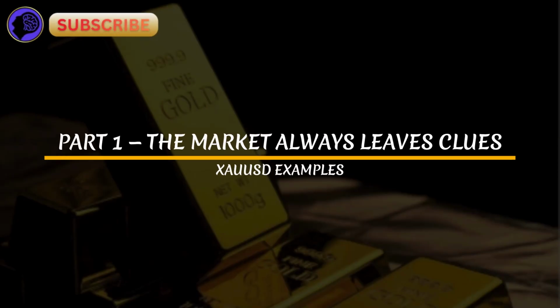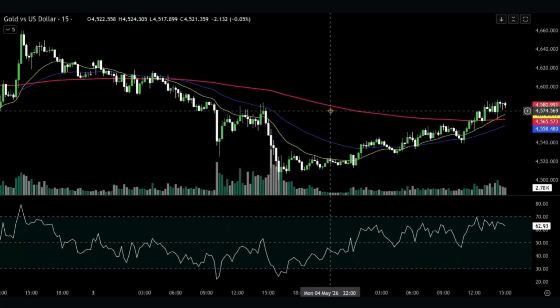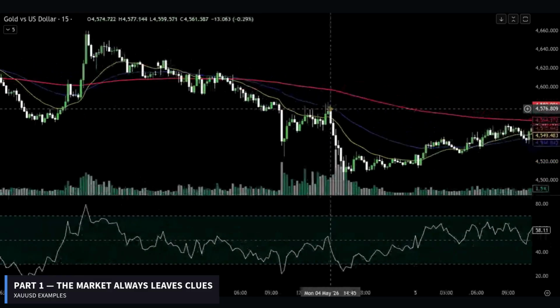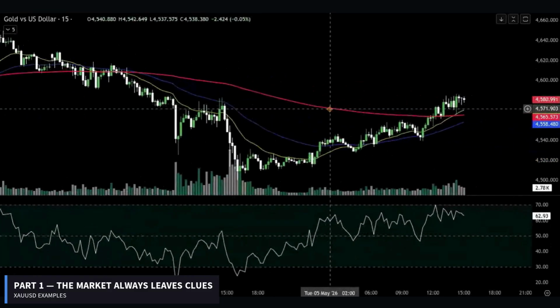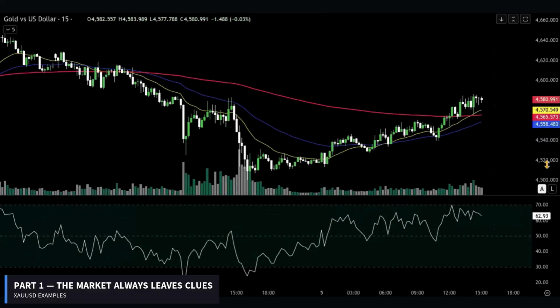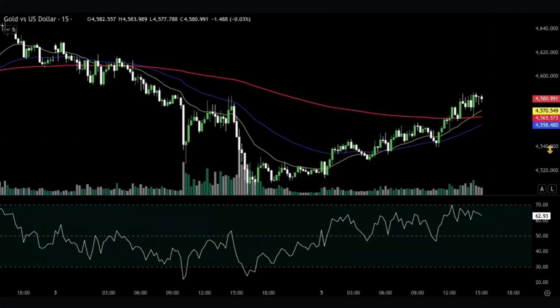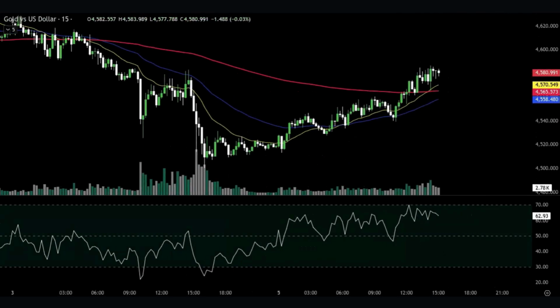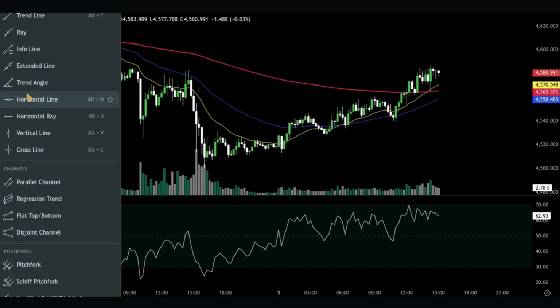Part 1. The market always leaves clues. Now look carefully at this chart. At first glance, nothing looks special. Small candles, slow movement, very little volatility. Most traders completely ignore moments like this because the market looks boring. But experienced traders usually become interested here.